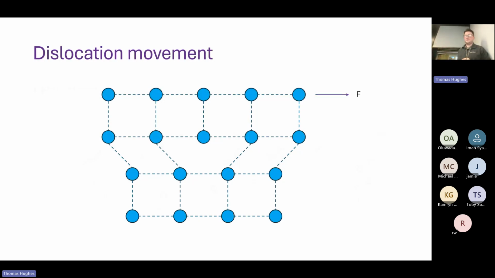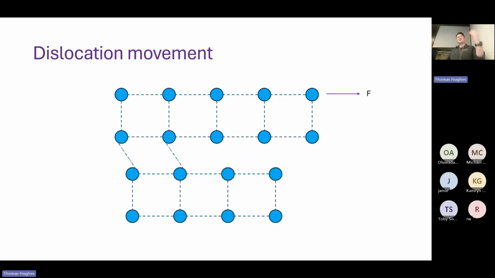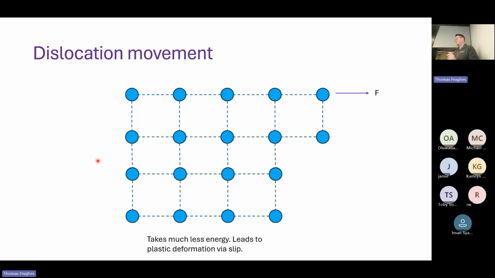But if we apply a force to them, we don't have to break every single bond to get slip and movement. We only have to break... So can I get the laser pointer up? Oh, yes. We actually only have to break these bonds, and then they'll reattach and create new bonds over here, rather than breaking every single one at once. So that'll generally look something like that. This requires a lot less energy than the fracture we saw in the previous slides, and this leads to plastic deformation by slip. So this is how most materials actually deform.